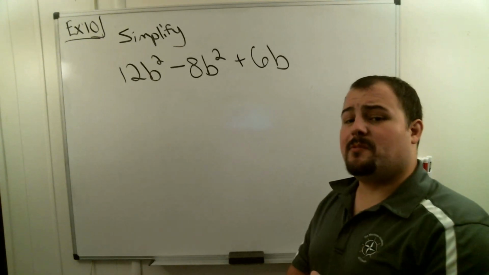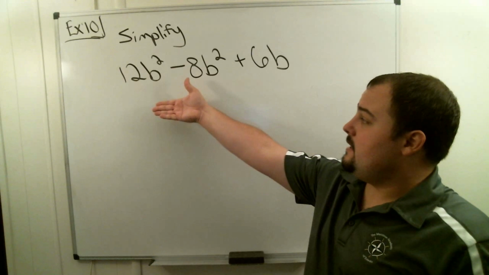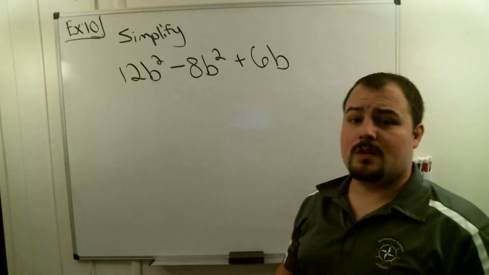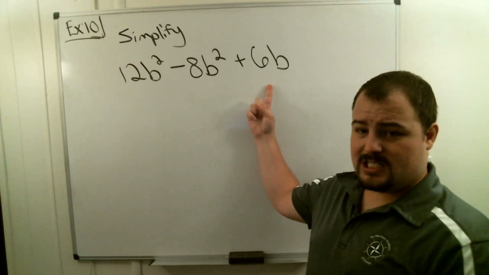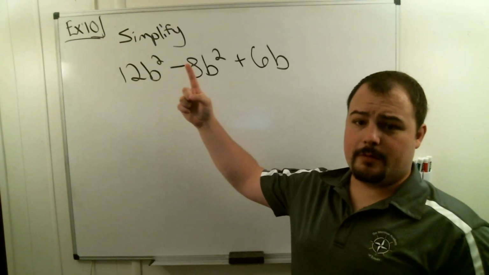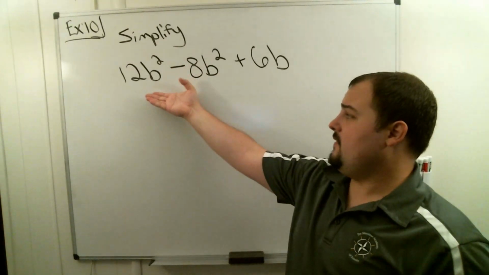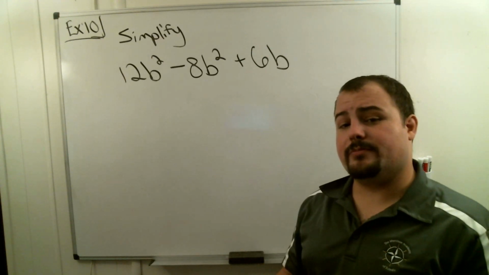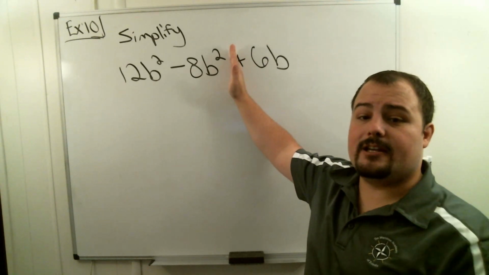So for this example, what we have is we have to simplify the problem. We have 12b to the second power minus 8b to the second power plus 6b. What you want to do is you want to say what doesn't look like the others. This 6b does not look like these other b's because these b's are to the exponent of 2. Since they both have the letter b and they both are to the second power, that means those are like terms. So what we can do is we can actually figure out what this equals because they're like terms.